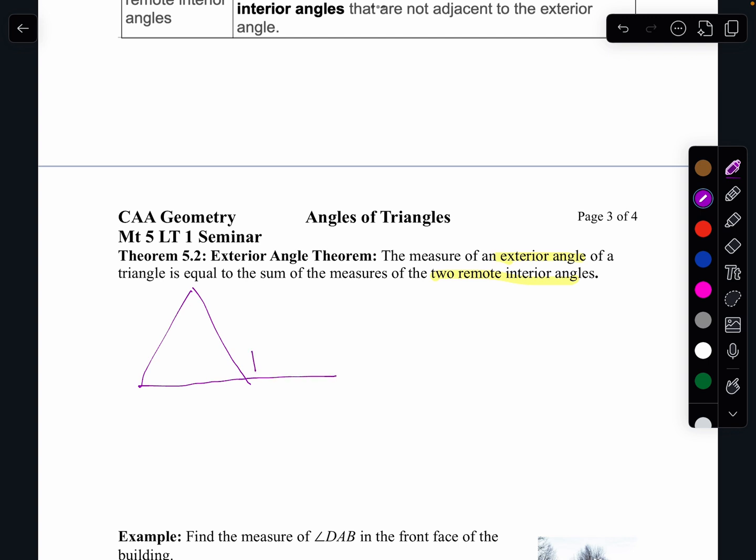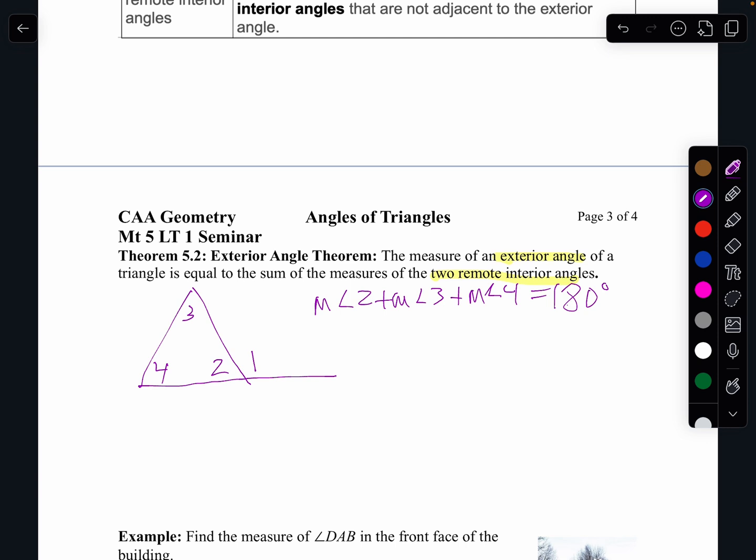I'm going to call that angle 1. Next to it, I'm going to say angle 2, angle 3, and angle 4. Now I know if I add 2 plus 3 plus 4, I get 180 degrees. Why do I know that? Because that's what we just did on the previous one. That's your interior angle sum. That is, if I have 3 angles of any triangle, it adds to 180.